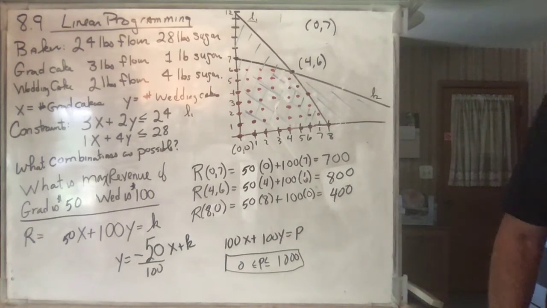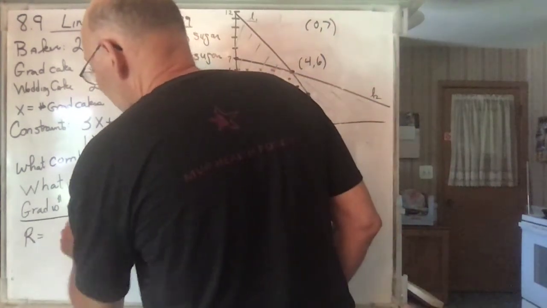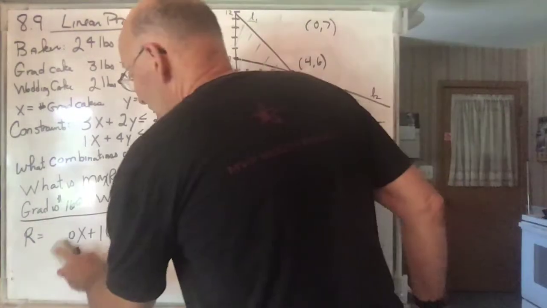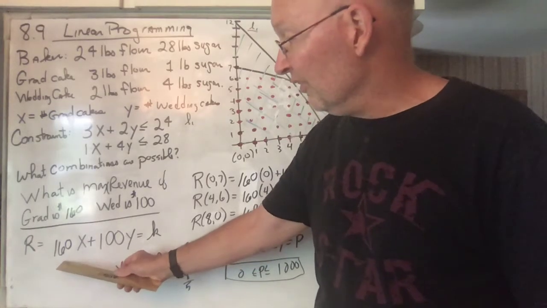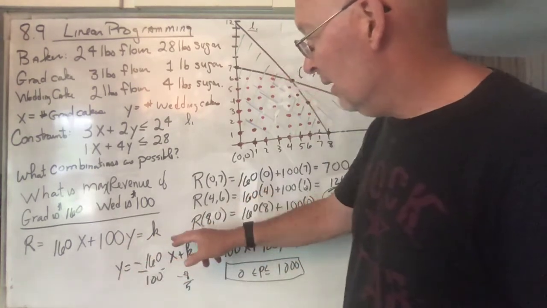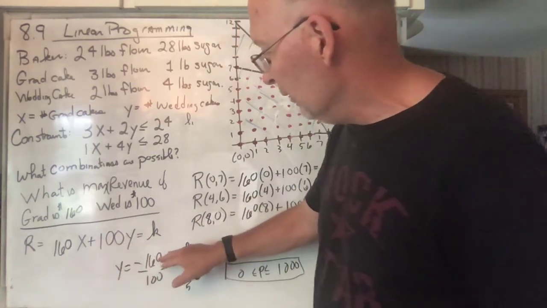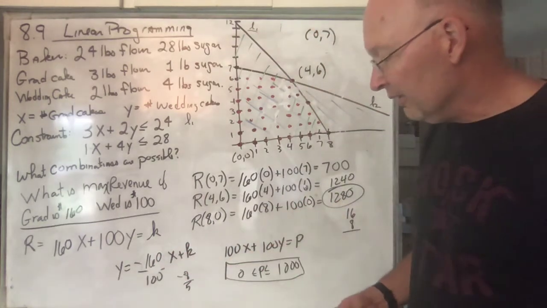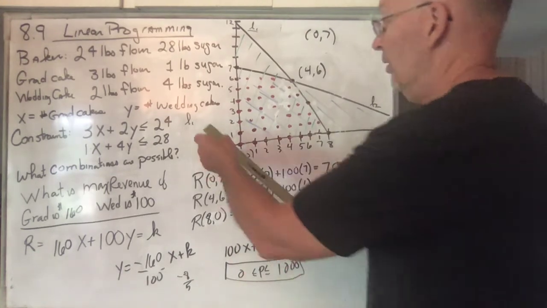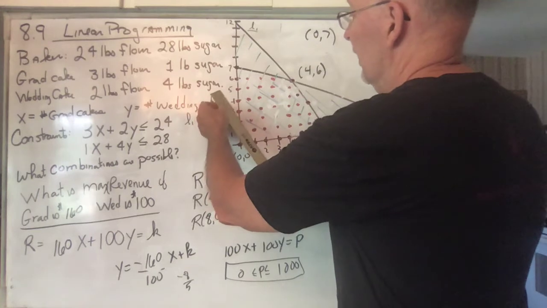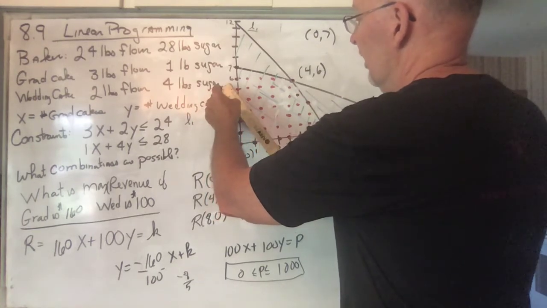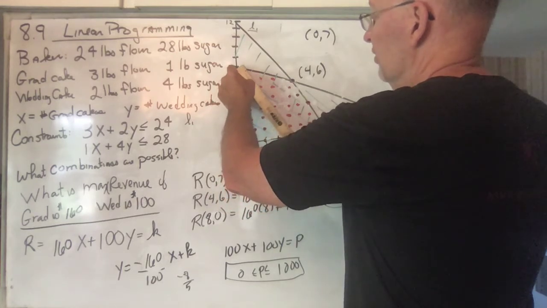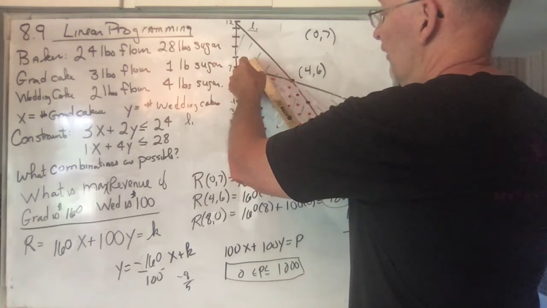Let's try one more. Let's make it $160 for a graduation cake. I guess that would be a pretty fancy graduation cake. And if so, you have 160 here, 100 here, and so if you solve this for y, you end up with negative 160 over 100, which is a slope of negative 8/5. That's a large negative slope. See that? So you're going to have a large negative slope, and you ask, where will a line like this, as k increases, that slope is just going to keep the same slope. The slope doesn't change. It's just going to keep moving farther and farther away from the origin.